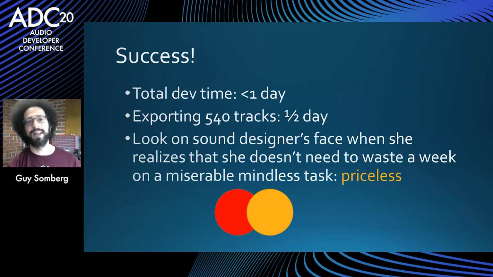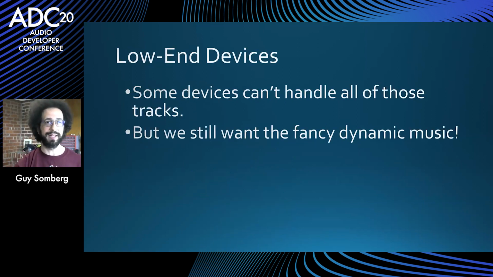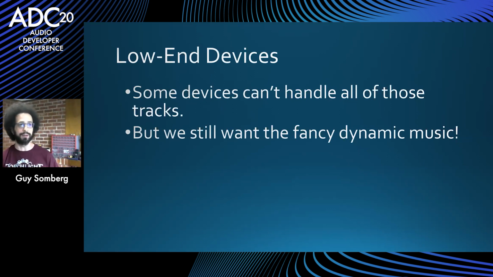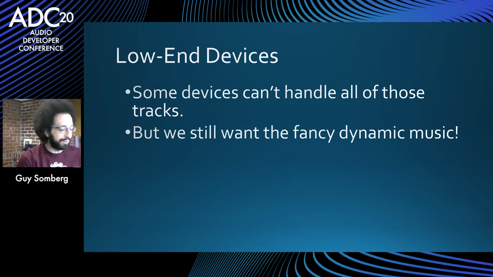The other kind of meta task I want to talk about is low-end devices. So unfortunately, we have this big fancy music track, and the truth is that some devices just can't handle all of those tracks. There's just too much going on there, but we still want the fancy dynamic music. So how do we reconcile this where we physically can't do it, but we still want to do it?